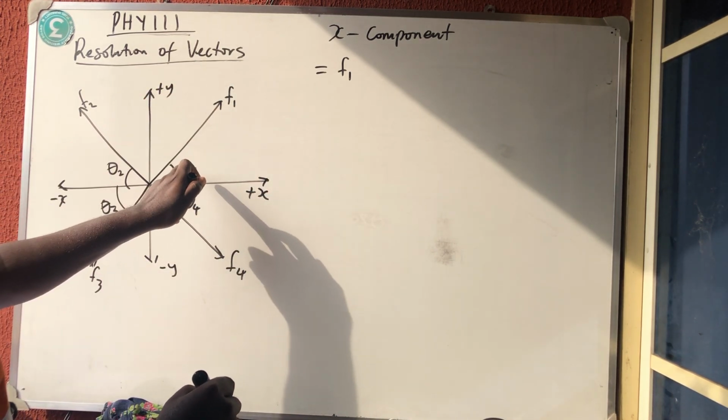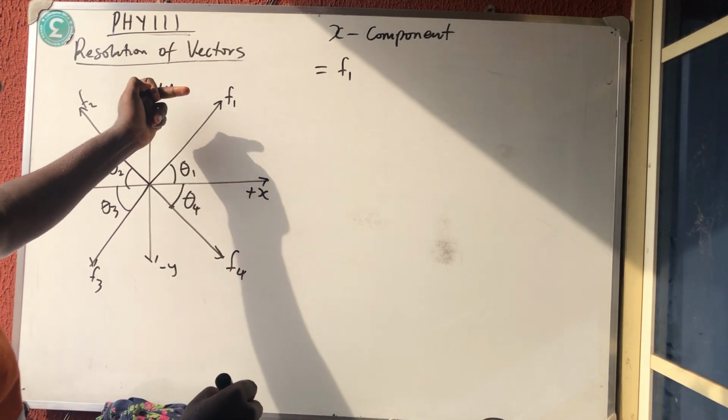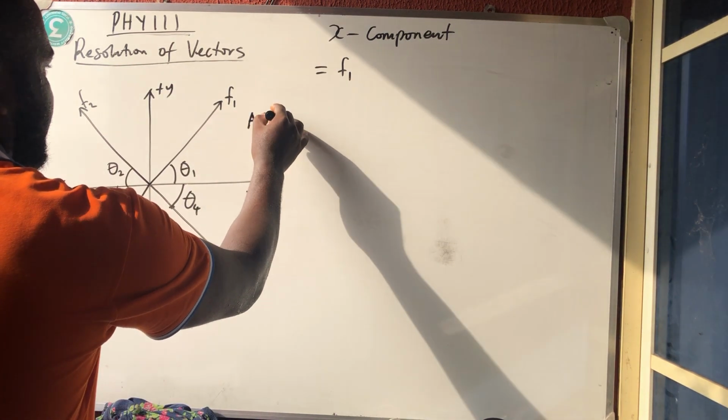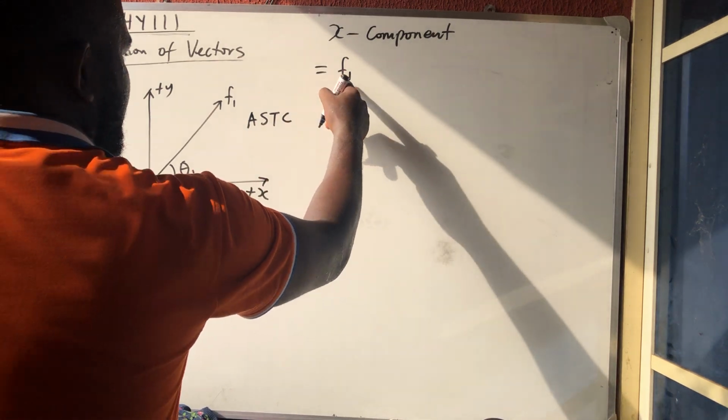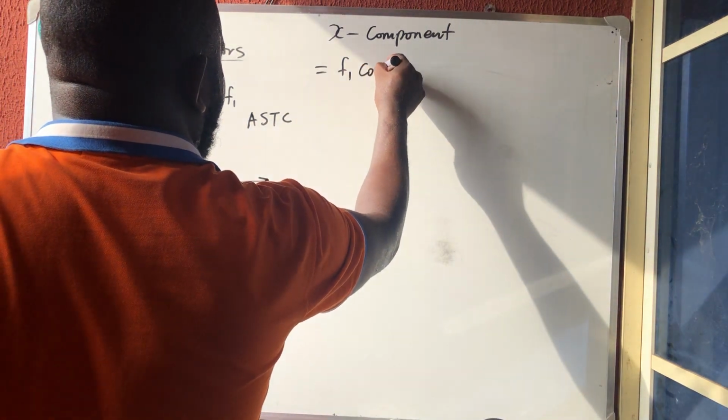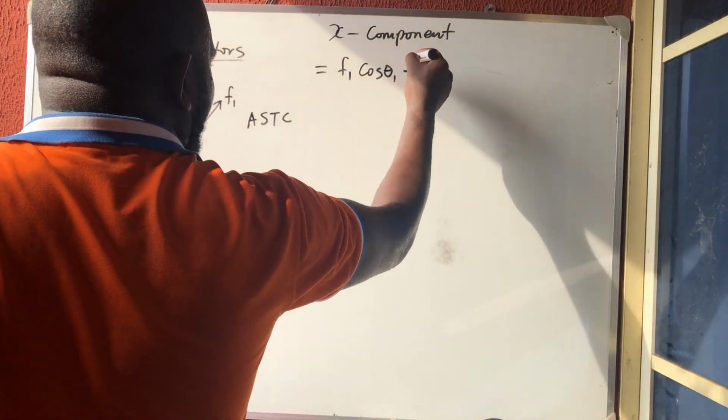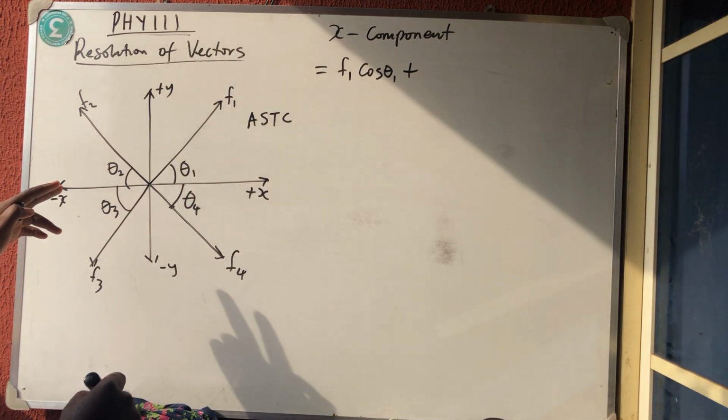Is it towards or against? It is towards. So if it is All St. Teresa's College, towards is cos. So it will be F1 cos theta 1 plus, let's go to the next one.